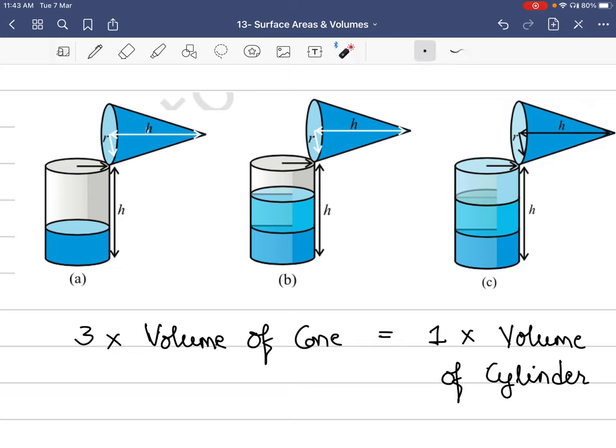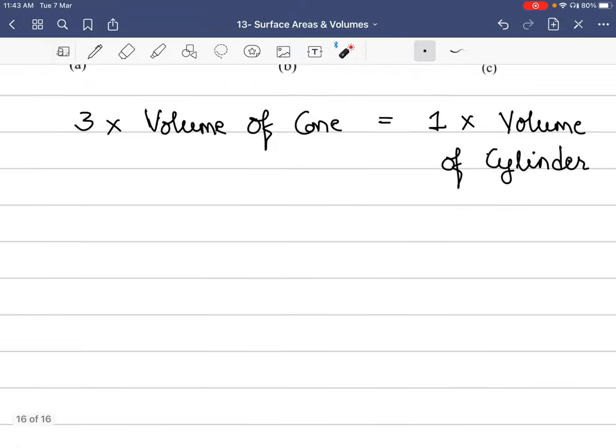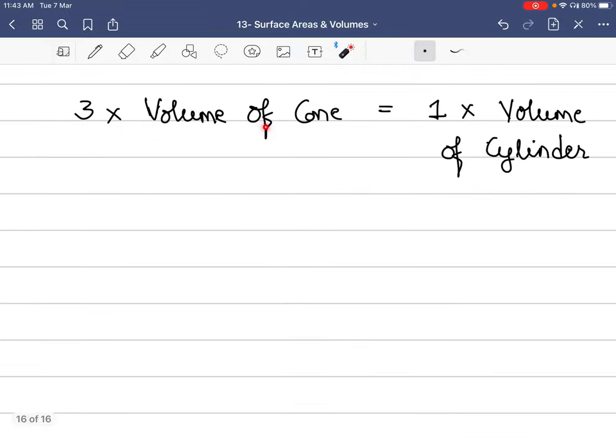It is a very interesting and very simple experiment, but it gives a very powerful relationship between the volume of the cone and the volume of the cylinder. If you fill this cone 3 times, then the cylinder will be exactly full. It won't spill and there won't be anything remaining from the top. It will be exactly full. And thus we can say that 3 times the volume of cone is equal to 1 cylinder.